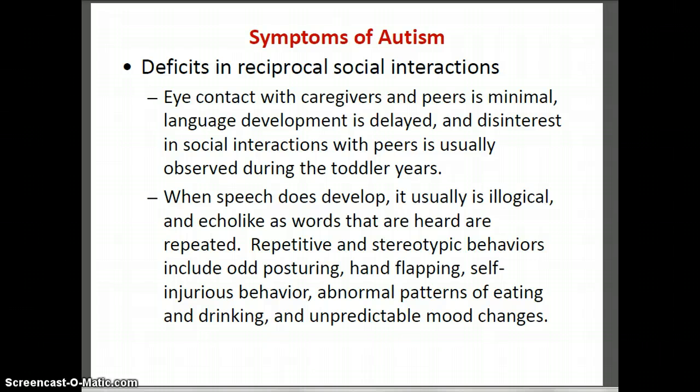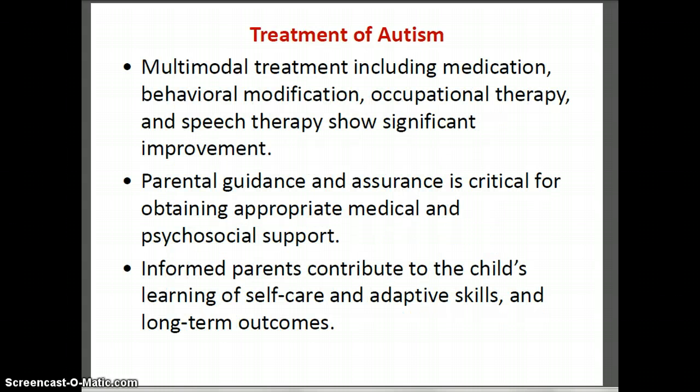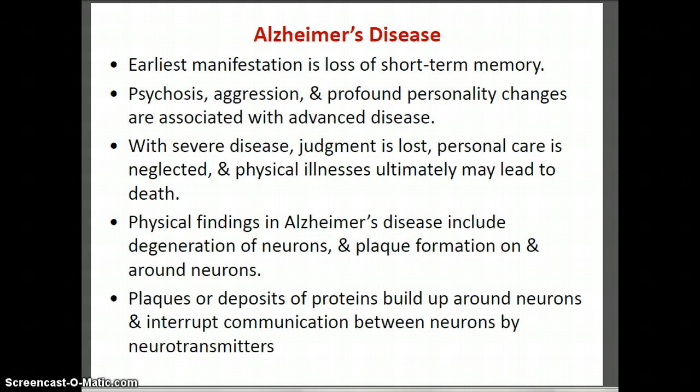There may be repetitive and stereotypic behaviors, hand flapping, sometimes self-injurious behaviors such as head banging, abnormal patterns of eating, mood changes. Treatment includes medication, behavior modification, occupational and speech therapy. And if a parent is well informed, of course, there is a better outcome.